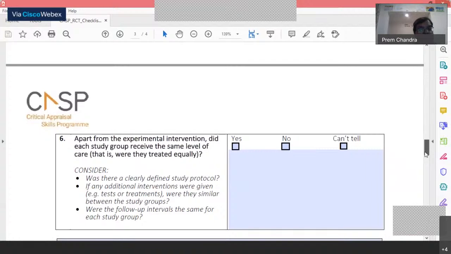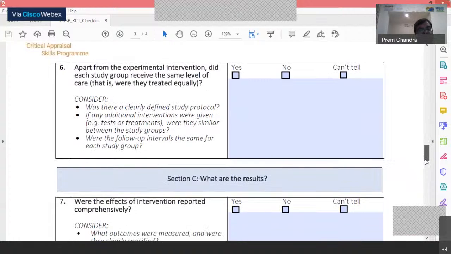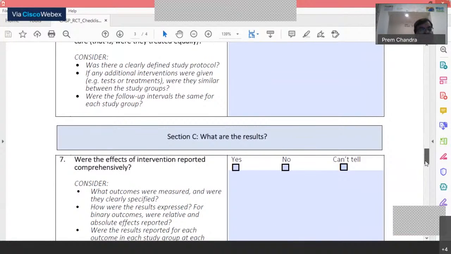If different care was provided for the different groups, let's say you are comparing treatment A and treatment B, and I am the investigator who knows exactly what treatment A is, I might be giving a different kind of care to the participants in treatment group A than in treatment group B. This will really affect the outcomes, so we have to be very careful about that. The care should be the same for both groups.